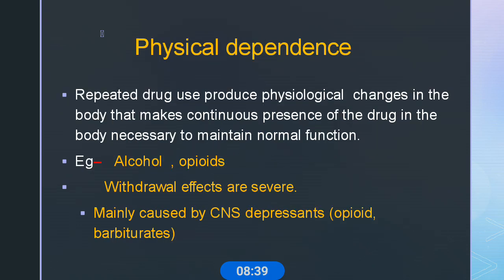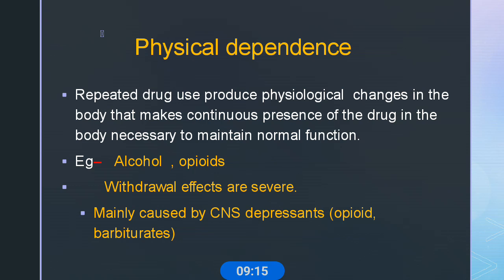In physical dependence, repeated drug use produces physiological changes in our body, which makes the continuous presence of the drug in the body necessary to maintain normal function. So we are repeatedly using the drug, and we think that this drug is necessary to maintain our normal function. That is physical dependence. The best examples are alcohol and opioids.